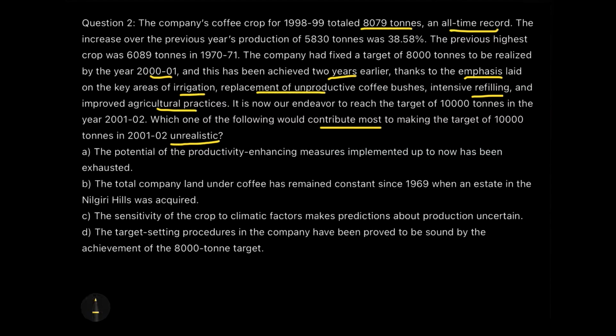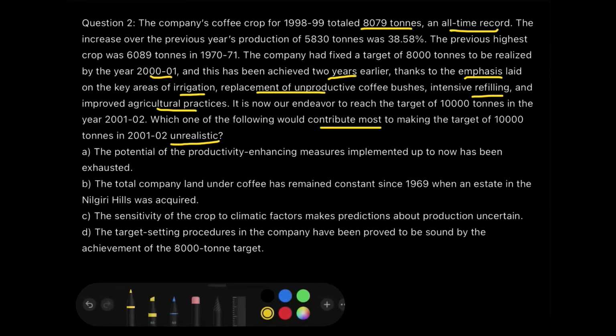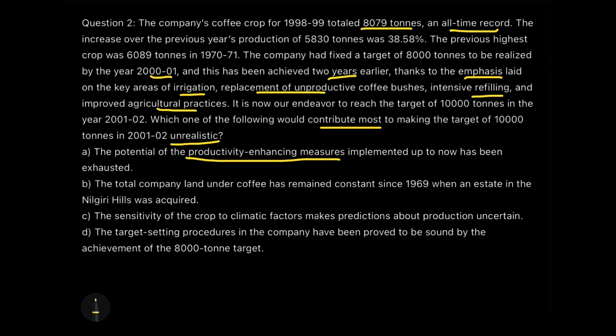So keeping these things in mind, let's read the first option. The potential of the productivity enhancing measures. Now, productivity enhancing measures were all the yellow color lines you see from here till here. So, these are nothing but the productivity enhancing measures implemented up to now has been exhausted.